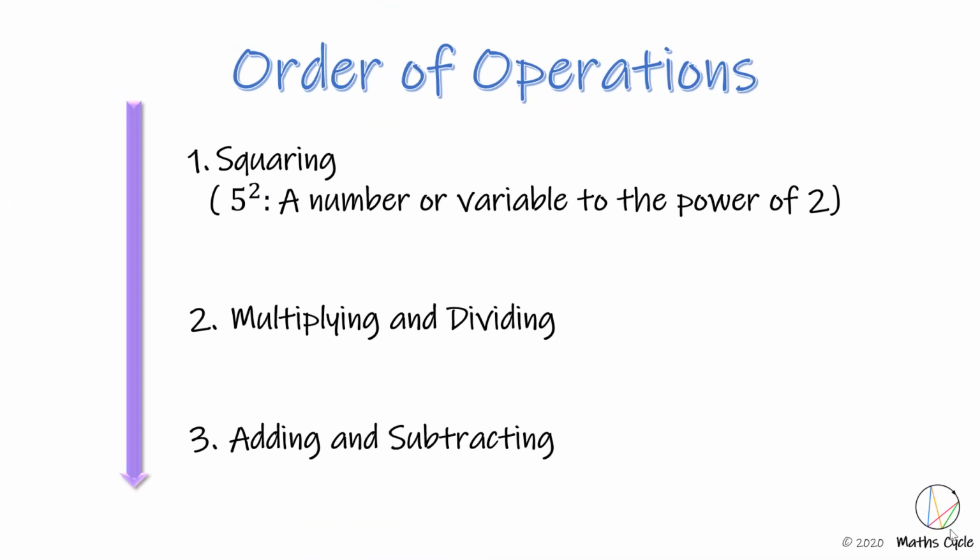Okay, so when we think of the order of operations, you already know that you have to multiply and divide before you add and subtract. Now we have a new one, and this comes first of all: your squaring, so 5 squared, a number or a variable to the power of 2. We will do our operations in this order. We will always square first, then multiply or divide, and then add or subtract.